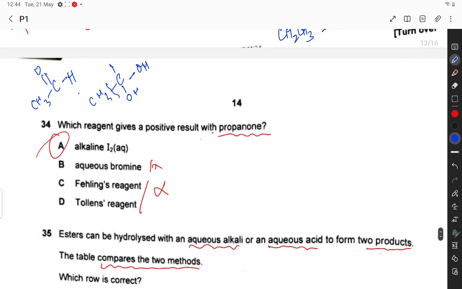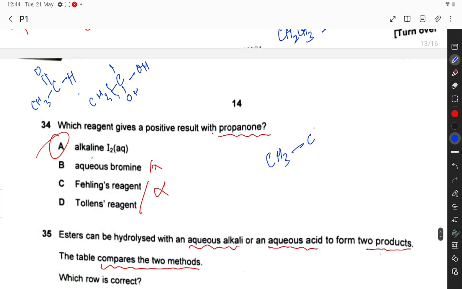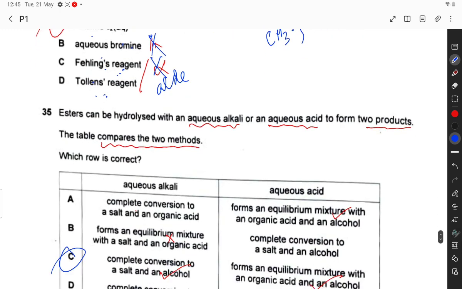Which reagent gives a positive result with propanone, alkaline iodine? Yes, this will give the positive test with alkaline iodine. Aqueous bromine, no. Fehling's reagent does not. Tollens' reagent, no. This is propanone. Propanone gives a negative test with Fehling's, bromine and Tollens' reagent. Bromine gives a positive test with alkene, and Fehling's and Tollens' reagent give a positive test with aldehyde. So this is a ketone, which only gives a positive test with alkaline iodine. So A option is correct.